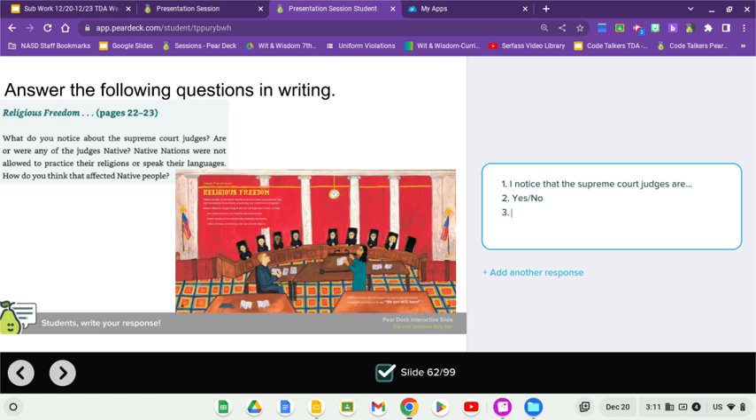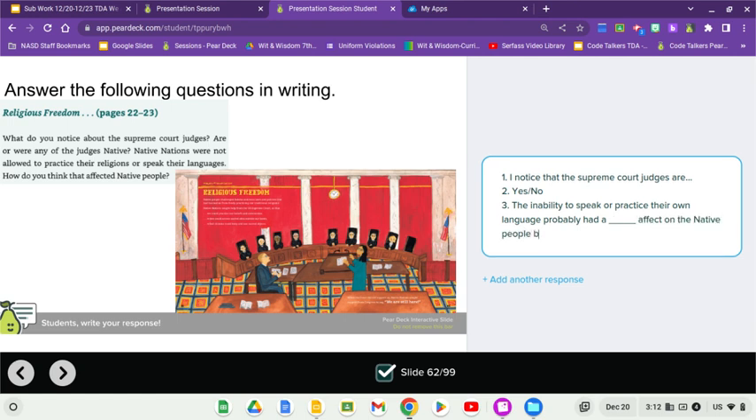Number 3, Native nations were not allowed to practice their religions or speak their languages. How do you think that affected Native people? The inability to speak or practice their own language probably had a blank effect on the Native people because... Please take the time to finish this slide and or write on paper to address those 3 questions.